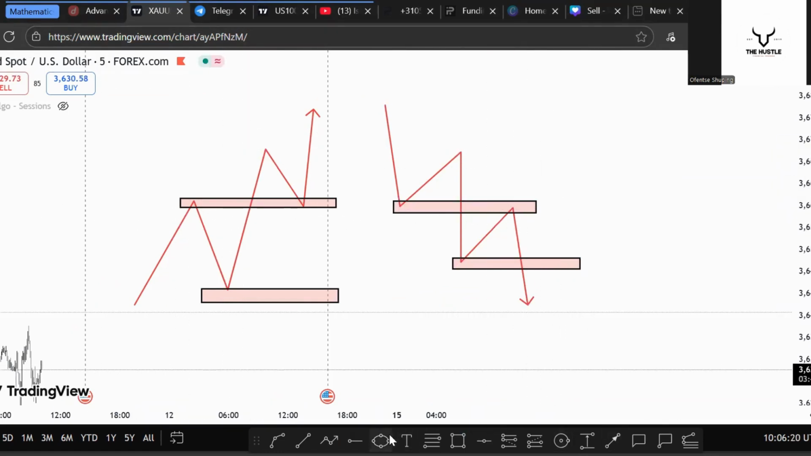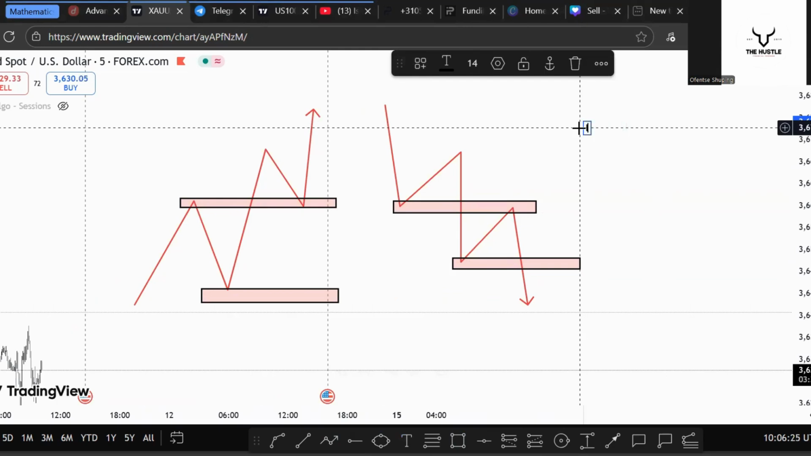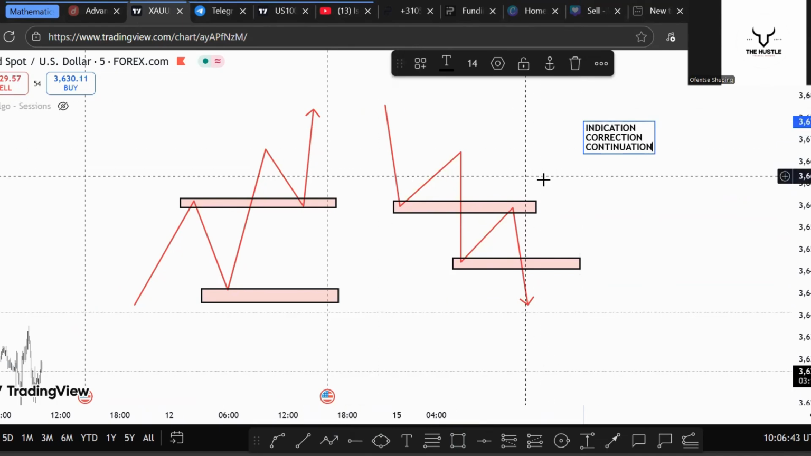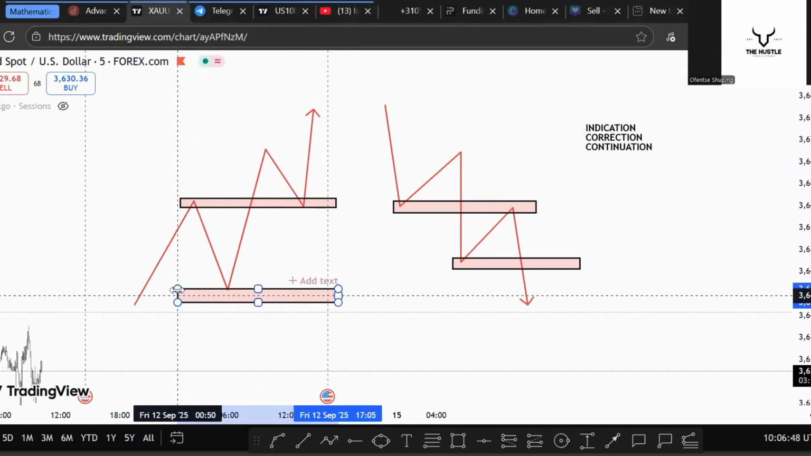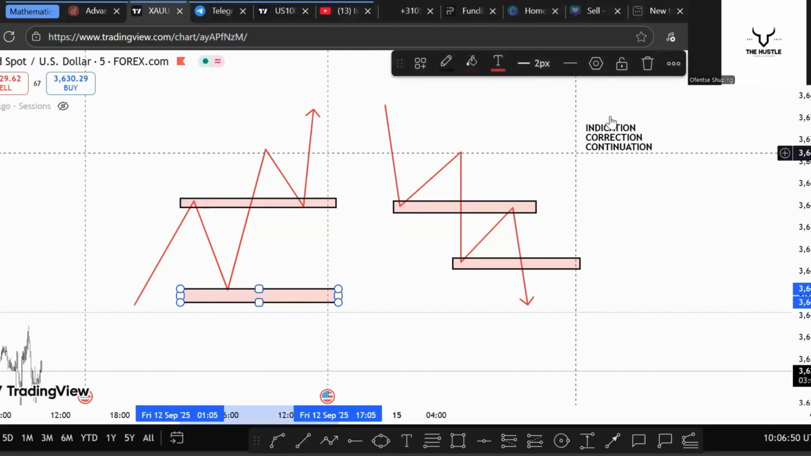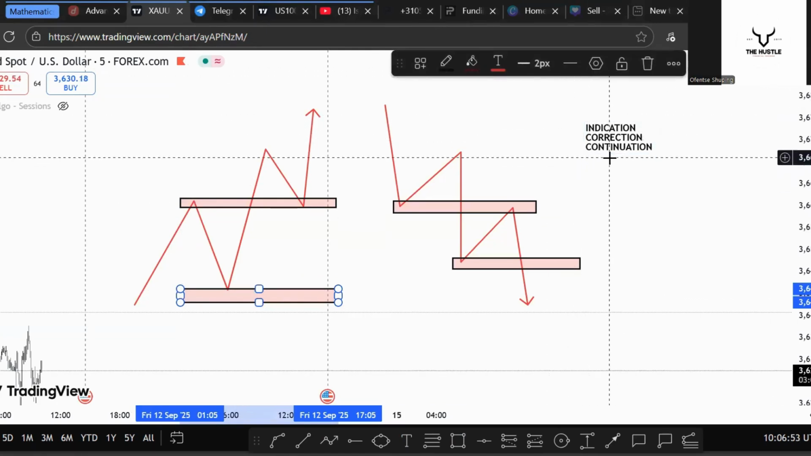ICC stands for indication, correction, and then continuation. So now the indication would come and then you wait for the correction to happen. As it goes: indication, correction, and continuation. So you have to follow it just like that.